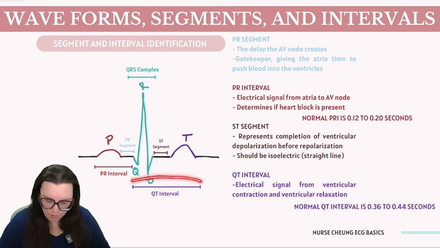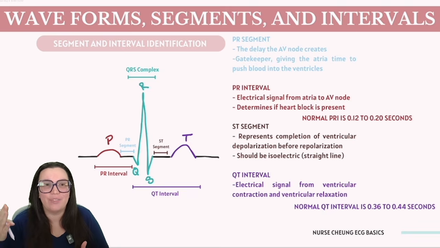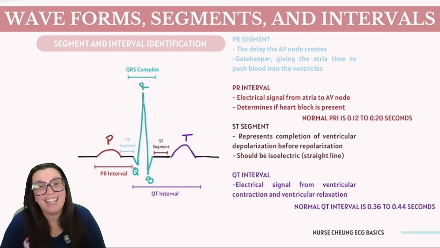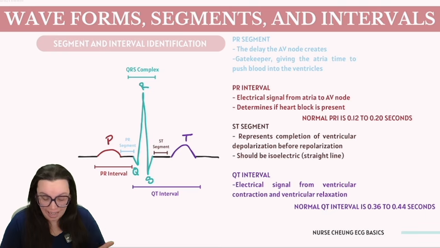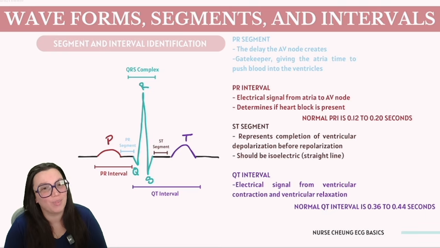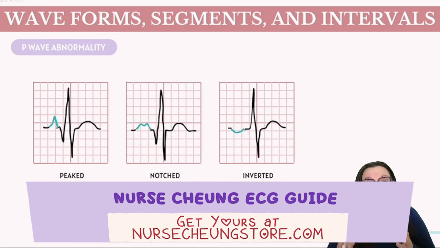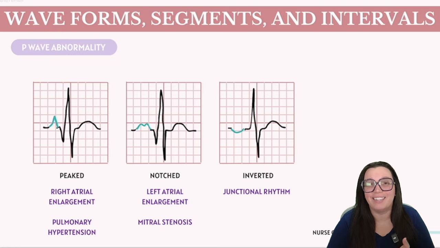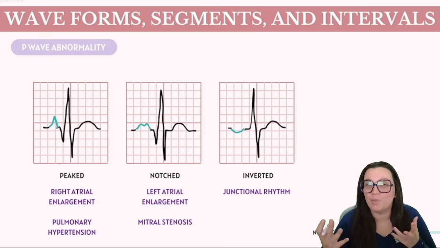So the QT interval that we see here spans from the onset of our QRS complex to the end of our T wave, representing the duration required for the ventricles to both contract and subsequently relax in response to electrical signals. This represents an ideal ECG waveform as described in your textbooks. Yet it's important to delve into any potential issues that we could see with these waveforms, segments, and intervals that we might encounter. So we're going to start with P-wave abnormalities such as peaking, notching, and inversion. They provide valuable insights on the atria's health as well as the function.